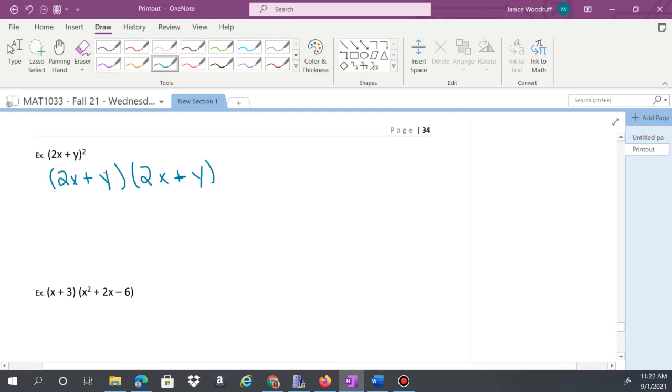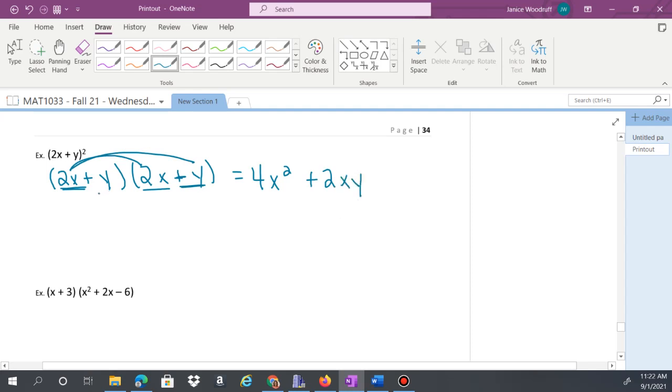So again, we would do first. So we would do 2x times 2x. Those are your two firsts. So 2 times 2 would give us a 4. And then x times x, you're just adding 1 plus 1. So that would give you x squared. Then my outers would be 2x and y. And there you're just going to write them next to each other. So that's a plus 2xy.